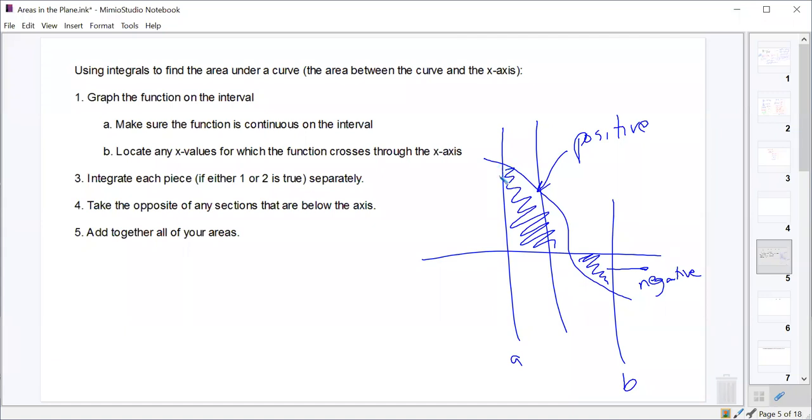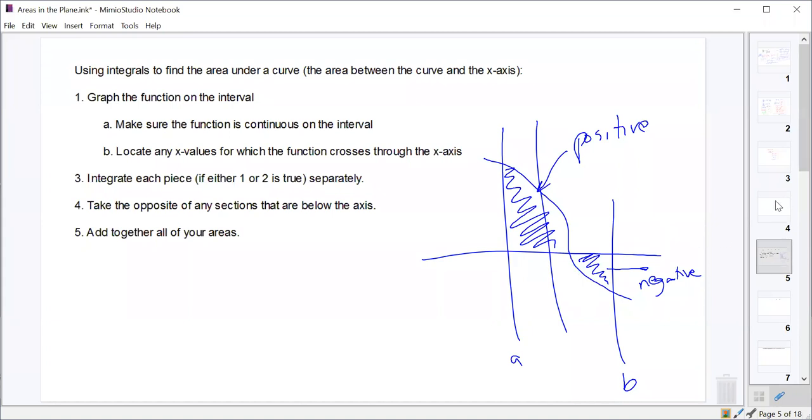But what we want is the positive plus this turned into a positive, because we want the actual area of everything blocked between a and b and the x-axis and this function. So anything that you integrate below the x-axis, you have to take the negative of, and then just add your areas together. If you happen to have a discontinuity, then you just integrate up to that discontinuity, and then you do it a second time from the discontinuity to wherever you're finishing. Finding the area itself is fairly straightforward. The biggest thing you've got to remember is look for those places where your function crosses through the x-axis, where your function has x-intercepts.